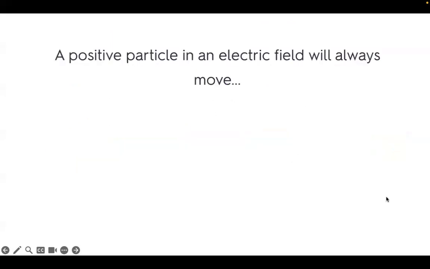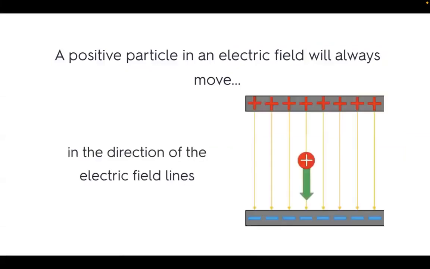Now, a positive particle in an electric field will always move in the direction of the electric field lines. Remember the two plates and the electric field between them? What if a positive charge enters that field? It will always move in the direction of the electric field lines, because the field lines will always go from positive to negative, which makes sense. Do you know why? Because the positive charge will be repelled by the positive plate and will also be attracted by the negative plate. Okay?